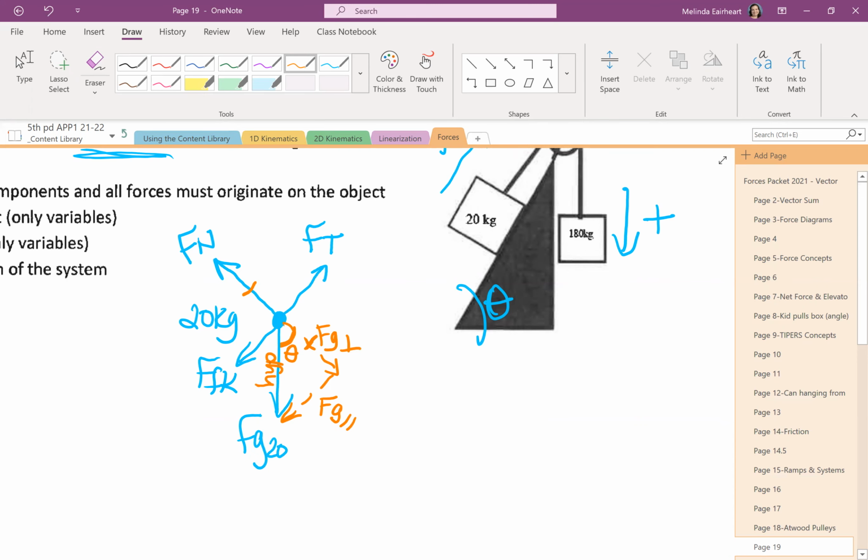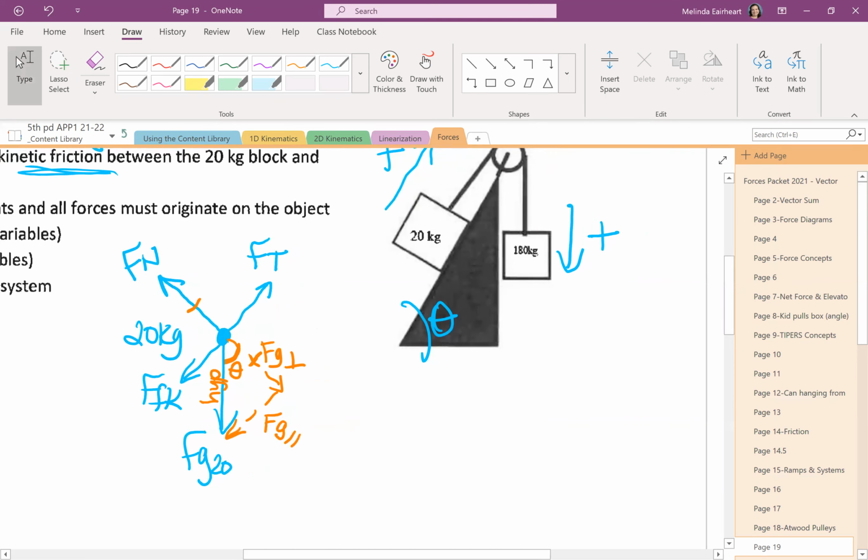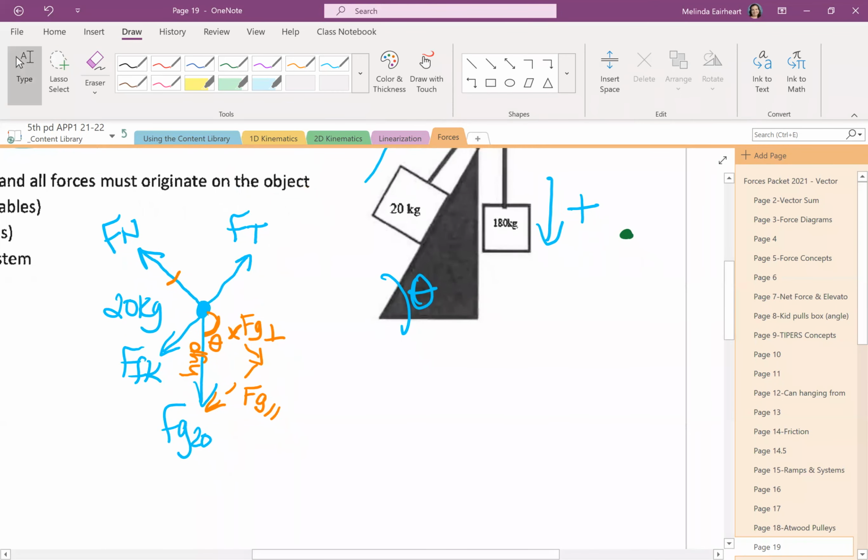Okay. What about our hanging mass? What forces are acting on the hanging mass on the other side of the pulley? We've got gravity. Now, I am not going to measure out 9 times bigger, but isn't it going to be 9 times bigger, the weight, than our 20 kilogram, 180 and 20? And so I'm just going to make sure it's bigger. FG 180. You could even do FGH for hanging.